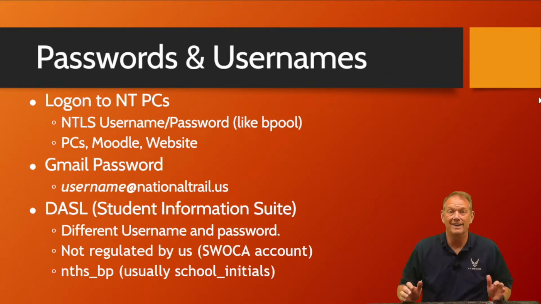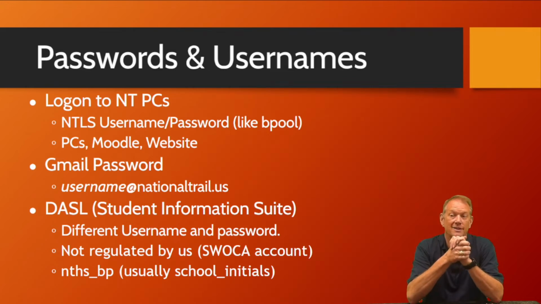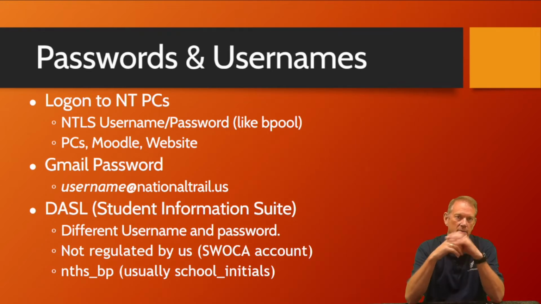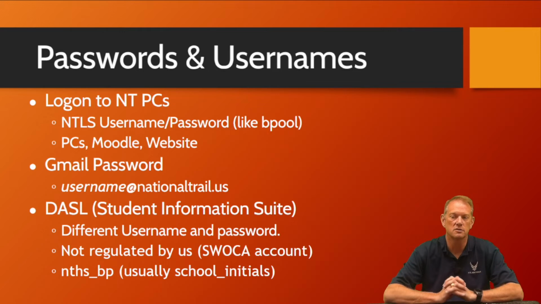So before we can get into anything, you need to understand how our usernames and passwords work here at National Trail. Our usernames and passwords, unless it's already taken by somebody else, is your first initial and your last name. So mine is bpool, and that works for PCs, websites, our LMS. That is my username. And in the case of our Google accounts, it's that at nationaltrail.us. So if you try to log on to Google, I would just put in bpool at nationaltrail.us and then obviously my password. The last one is our student information system called DASL.